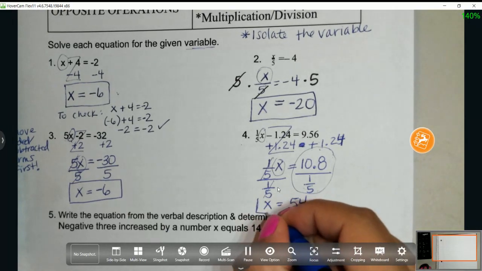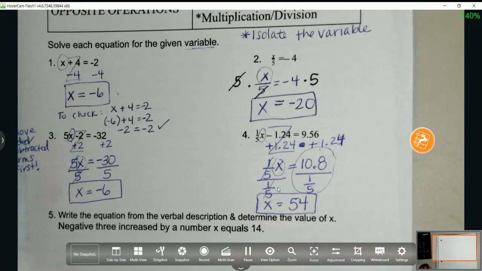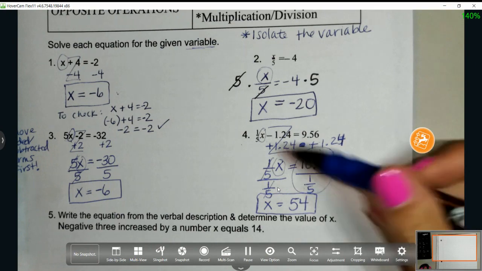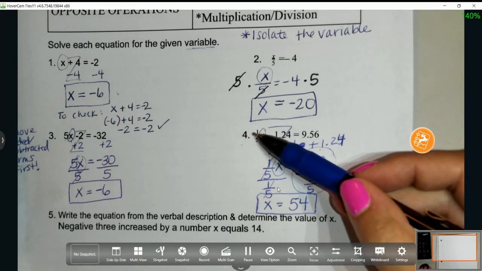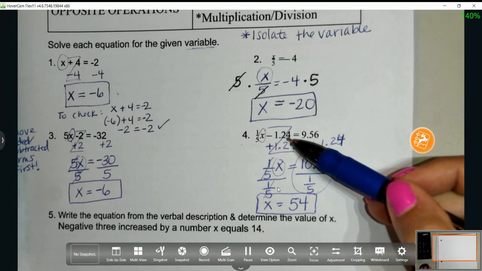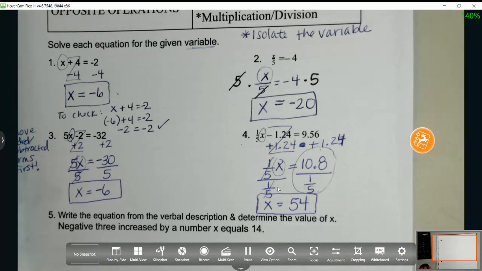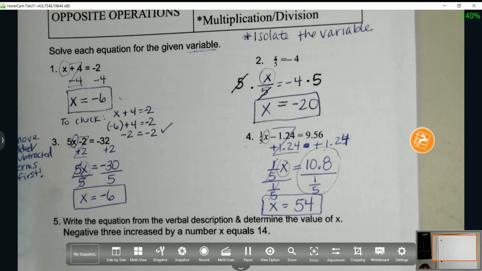So from here, that is our answer. We have 54. We don't have to do anything else at this point. It's simplified. You could plug it in here as a check. Take 1/5 of 54, subtract 1.24 from it, and you should see that it checks out to give us that answer we're looking for. So that's going to be our part 1.